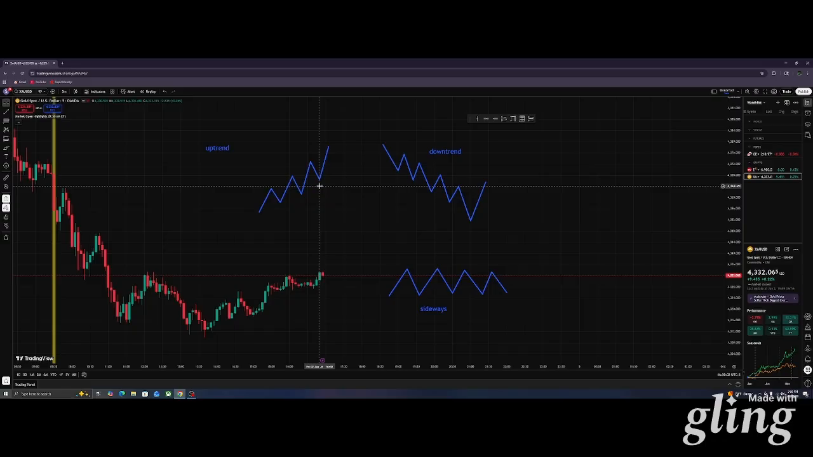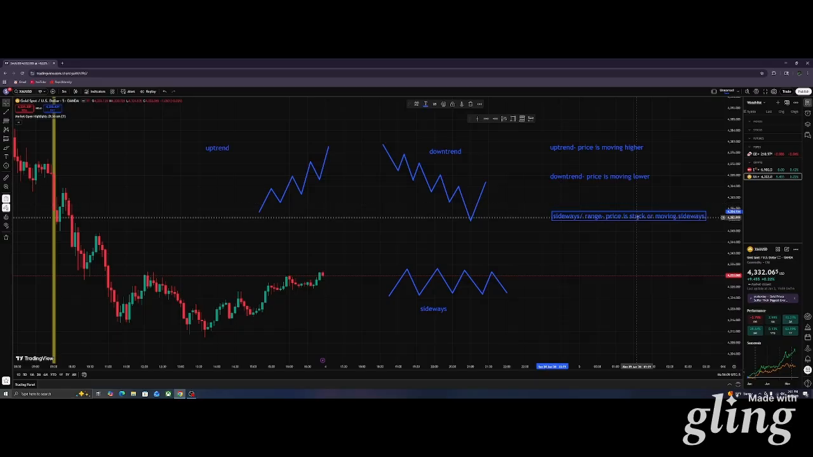But first of all, put these three in your journal. Uptrend: price is moving higher than the previous high it made. It just keeps going higher. I'll be writing that down too. Uptrend, price is moving higher. Now let's talk about downtrend. Price is moving lower. And now let's talk about sideways consolidation, or people also call it range. What that means is price is stuck or moving sideways, right? Most beginners overcomplicate this, but the price is always doing one of these three.